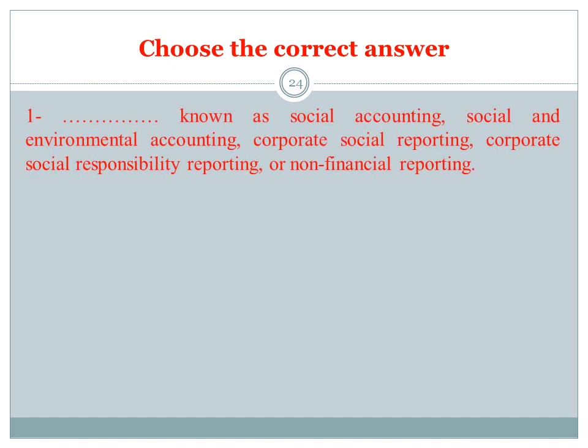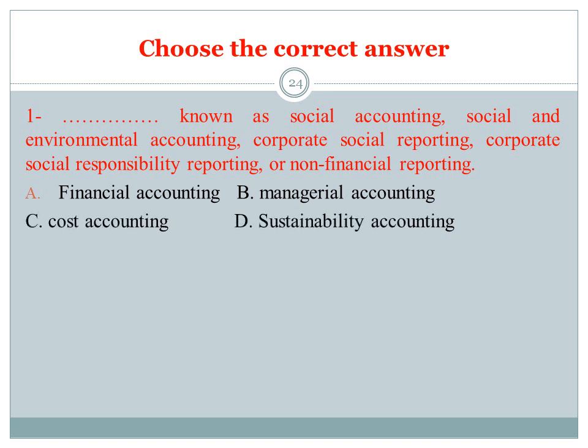Number 1, known as social accounting, social and environmental accounting, corporate social reporting, corporate social responsibility reporting, or non-financial reporting. The choices are A. Financial accounting, B. Managerial accounting, C. Cost accounting, D. Sustainability accounting. The correct answer is sustainability accounting.